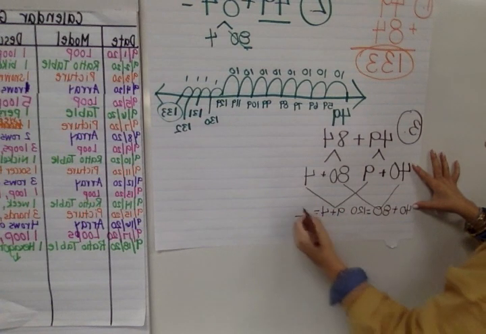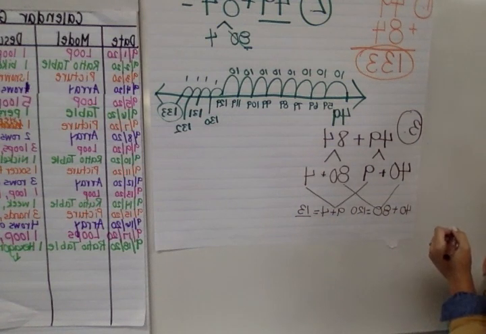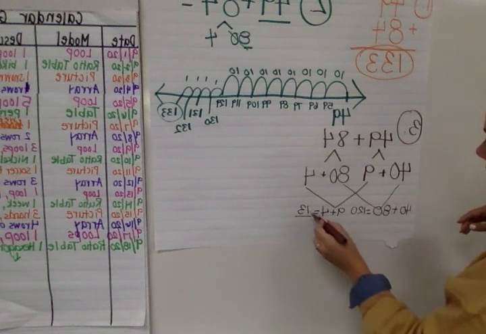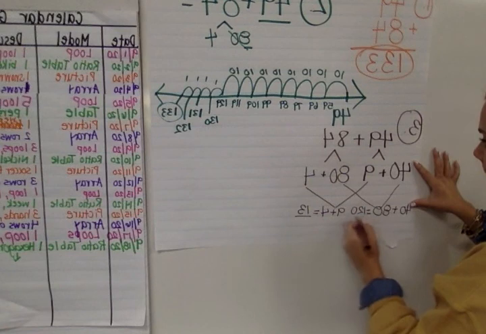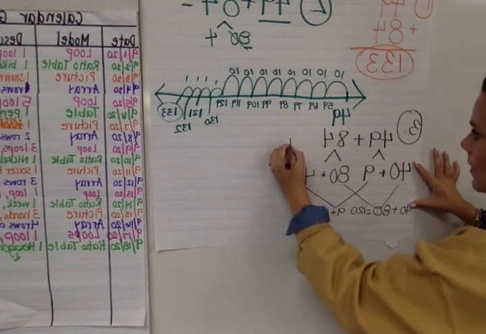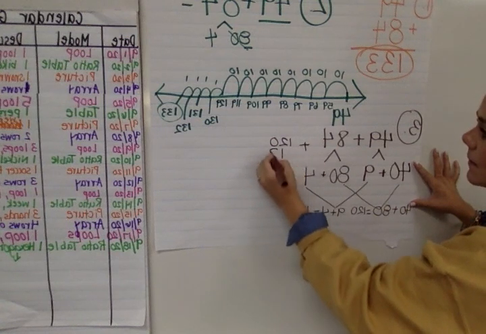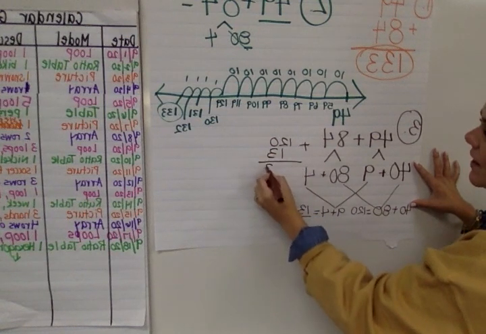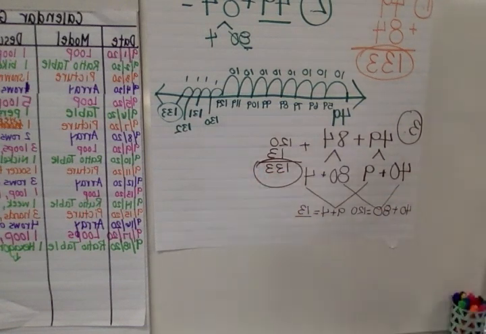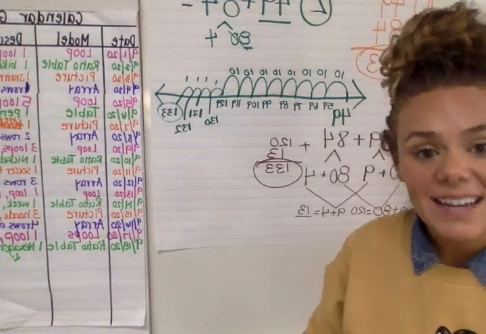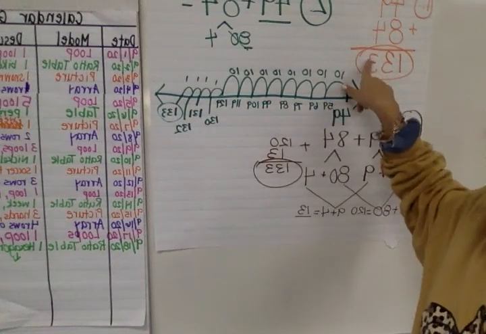9 plus 4 is 13. Okay? So now I'm adding 2 friendly numbers. I'm adding 120 plus 13. That's 133. And you should be saying, did we get the same answer? And yes, we did. We got 133, 133, 133.